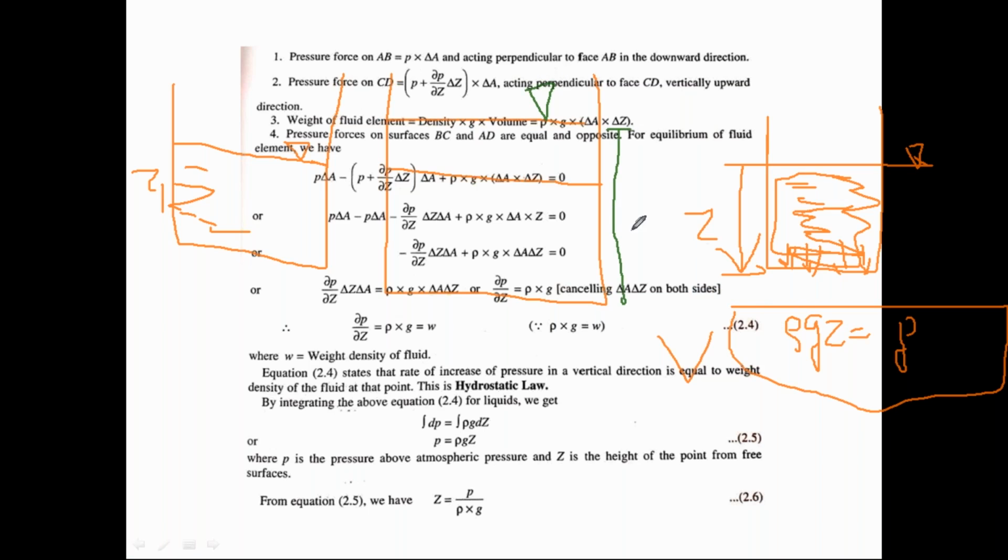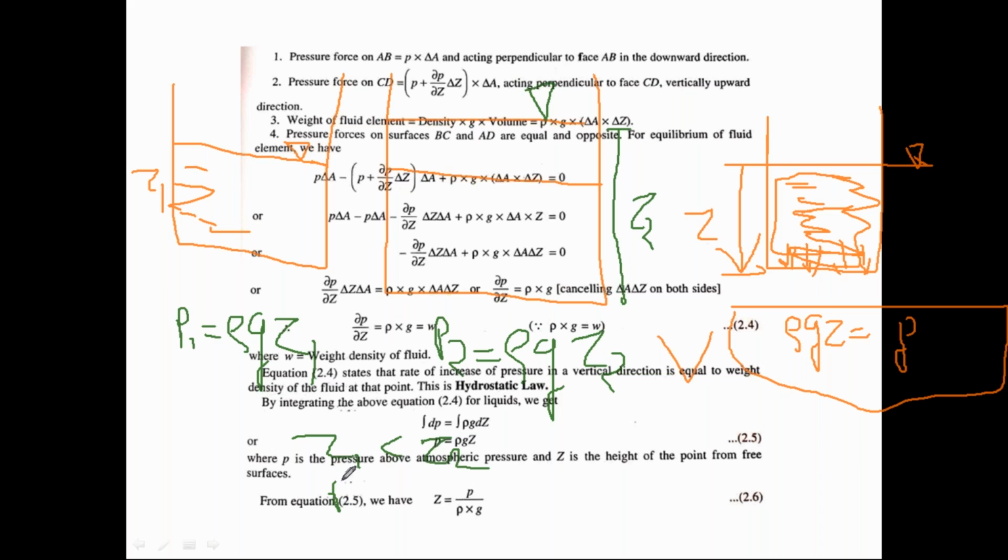Z2. Now in this case, P1 equals rho g Z1, and P2 equals rho g Z2. Now you can see this Z1 is less than Z2, therefore P1 is less than P2. So the intensity of pressure is dependent on vertical height.